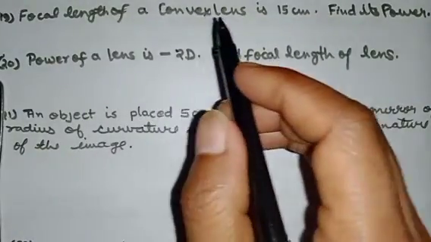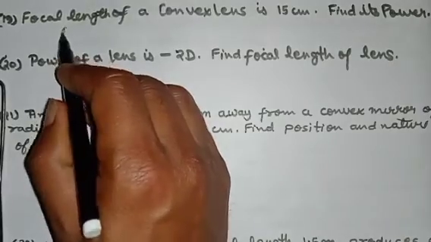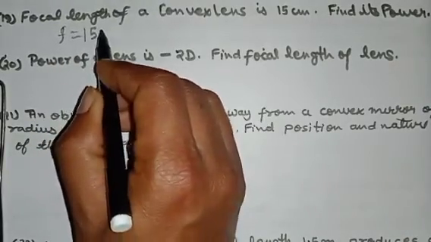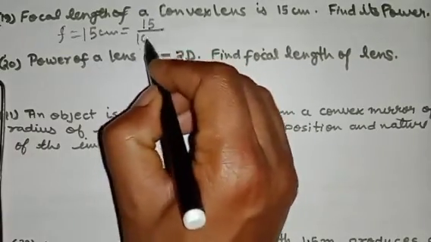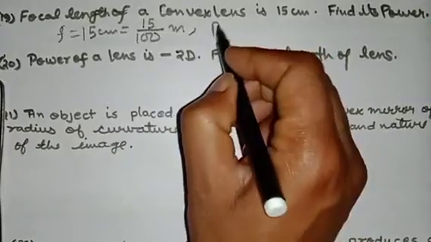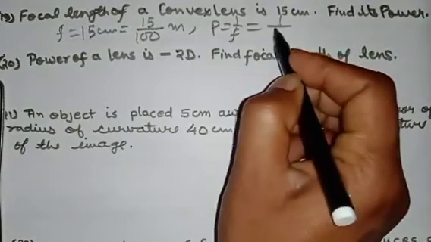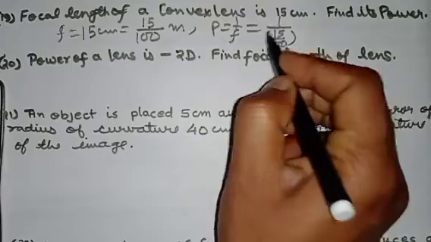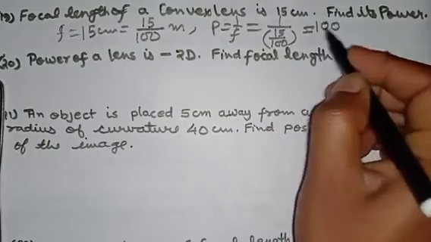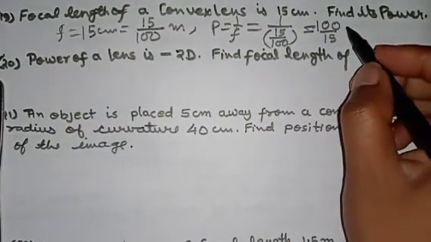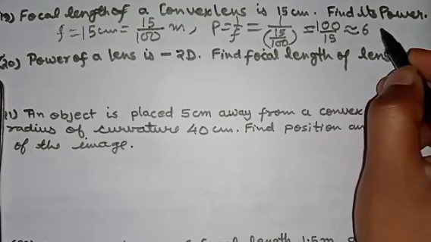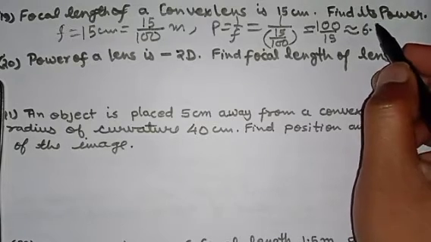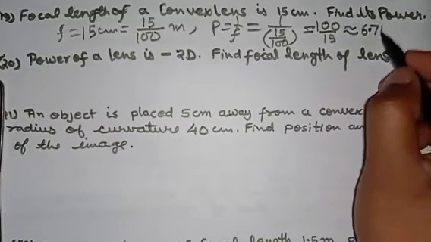The focal length of a convex lens is 15 centimeter. Find its power. So once again, f equal to 15 centimeter. First we have to convert this into meter. In the earlier problem it was given in meter. So 15 upon 100, now it is in meter. So its power will be 1 upon f, that is 1 upon 15 upon 100, and it will be 100 upon 15, which is approximately 6.67. So we round off to 6.7 diopter.